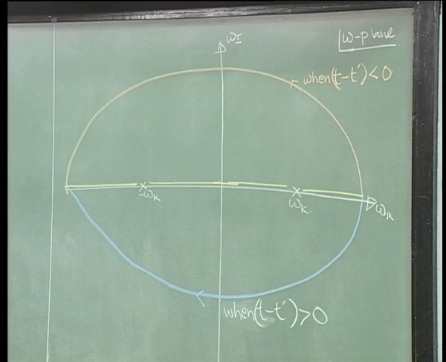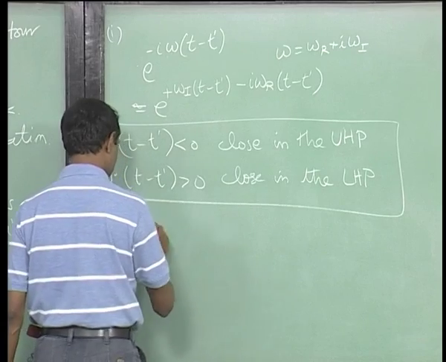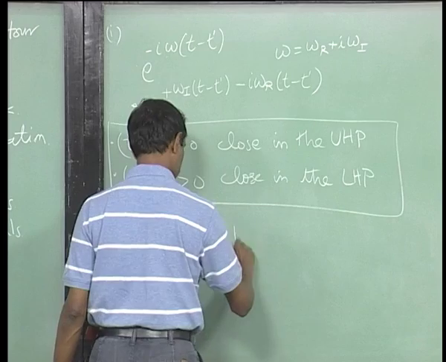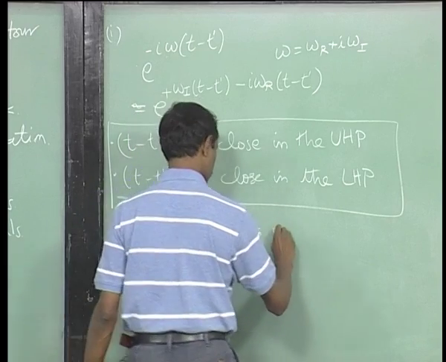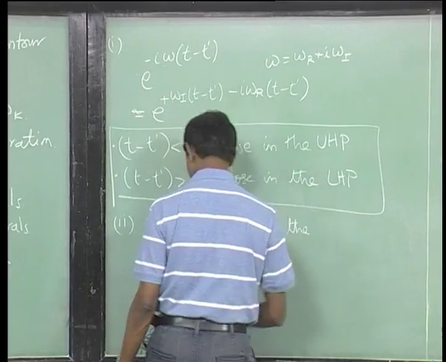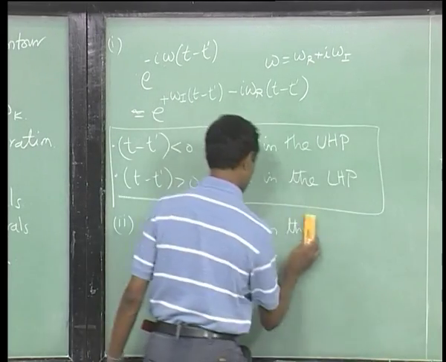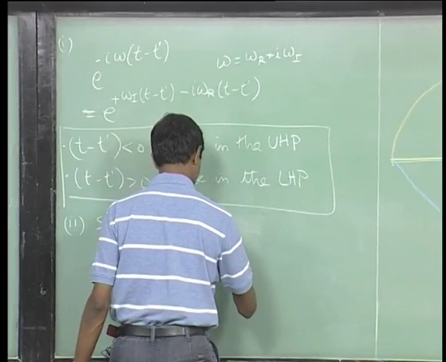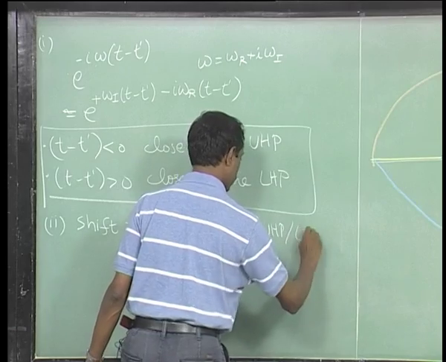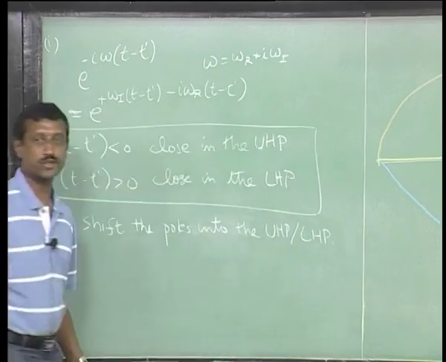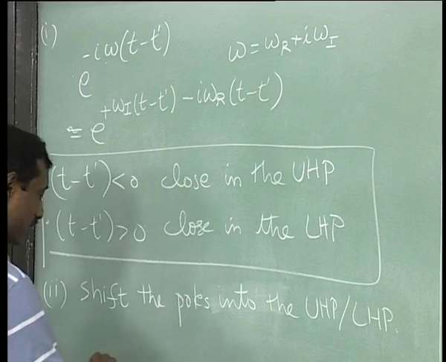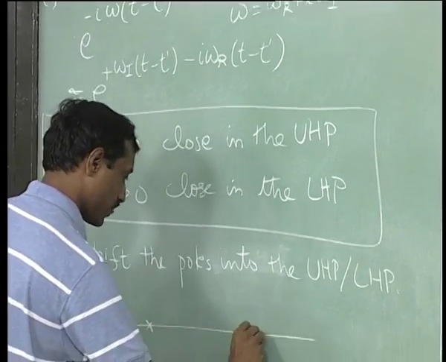Part 2 is to shift the poles into the upper half plane or lower half plane. Okay. So, these are the 2 choices. You have 2 poles. So, there are 4 possibilities, which I will indicate by this picture if you wish.